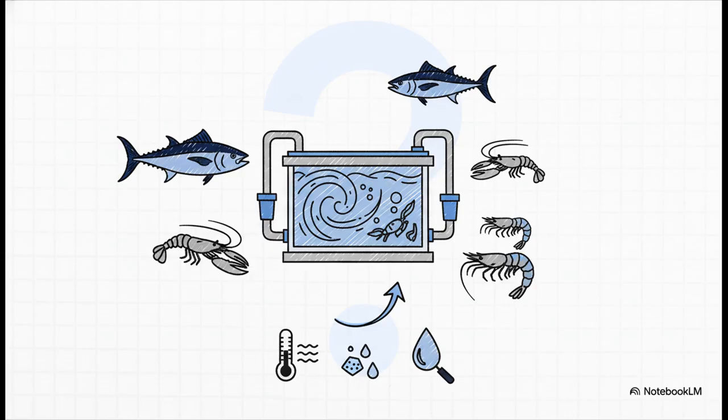So I want to leave you with a thought to chew on. Given that a RAS gives you the power to create a perfect, controlled environment with incredible biosecurity, what does that mean for the future? What new, high-value fish or other species, things that maybe aren't common in your local area right now, could this technology suddenly make possible to farm? It really opens up a world of possibilities.